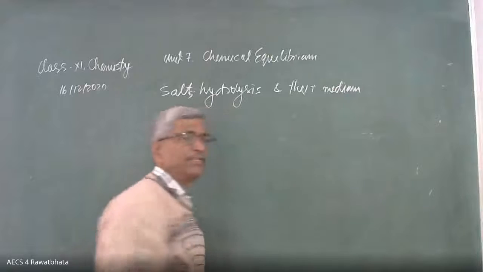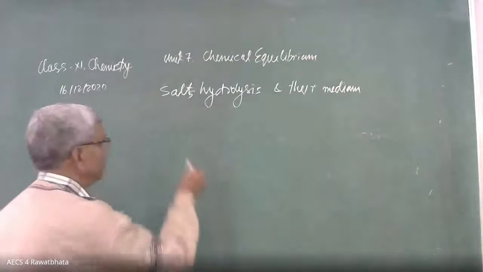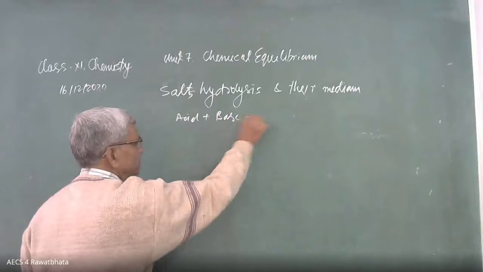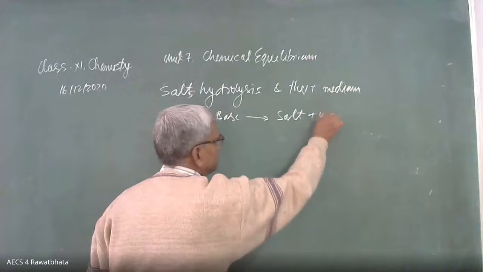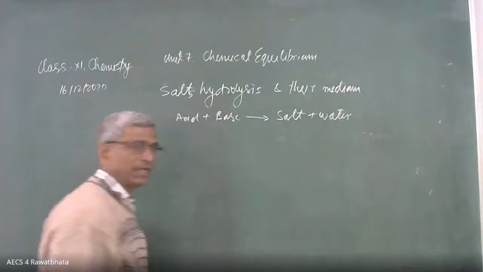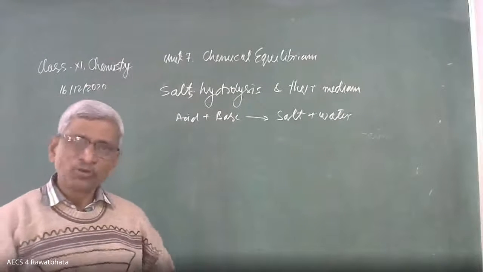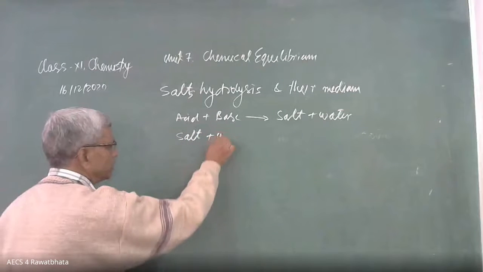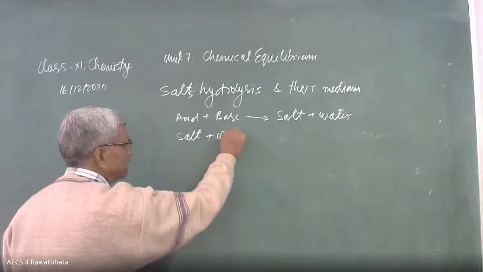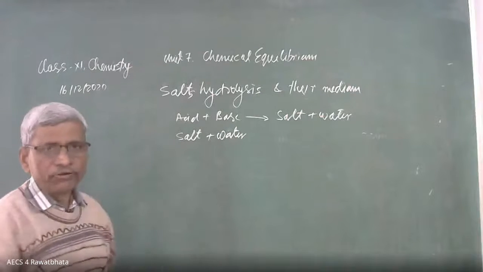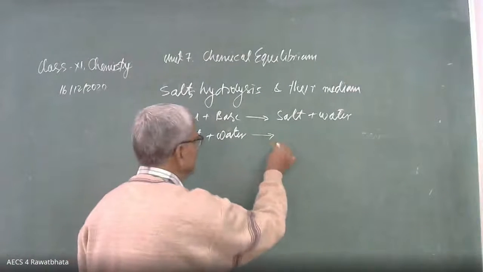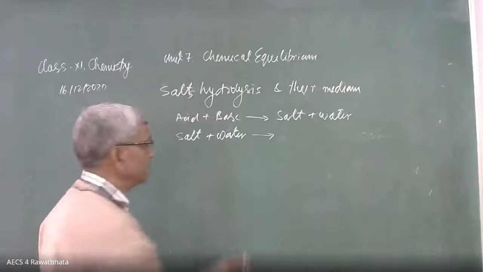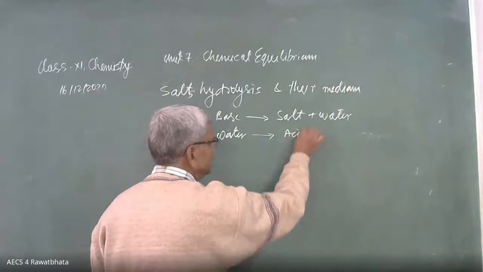Medium means acidic medium or basic medium. We know that when an acid combines with a base, we get a salt and water. This is a neutralization reaction. We are aware of this neutralization process. Now go in the reverse way. When we add salt to water, it is going to hydrolyze. Neutralization is one process, and its reverse is called hydrolysis. Then it is going to form an acid and a base.